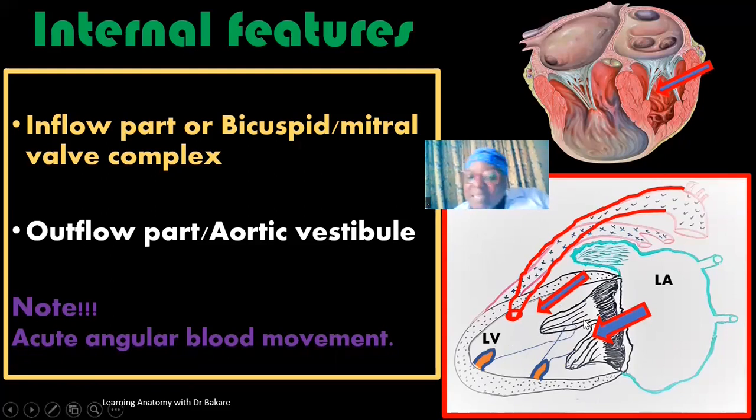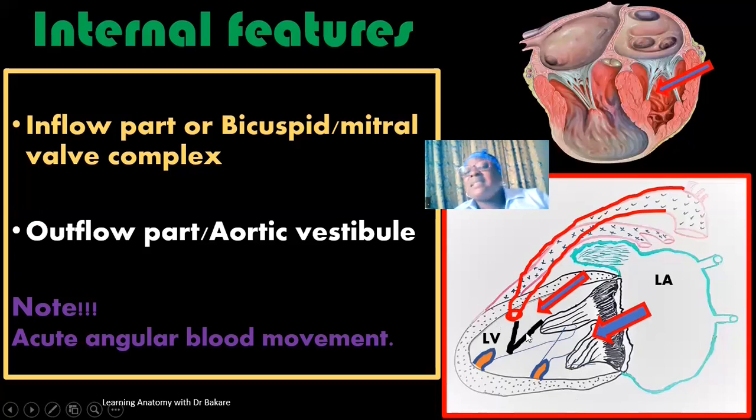So when this blood is delivered into the left ventricle, it takes an acute angulature for it to be directed into the aorta, considering the position of the aorta, and this is the path by which it runs. So oxygenated blood is released into the left ventricle and it takes this angulature before it is driven into the aorta. It's good for us to note this.